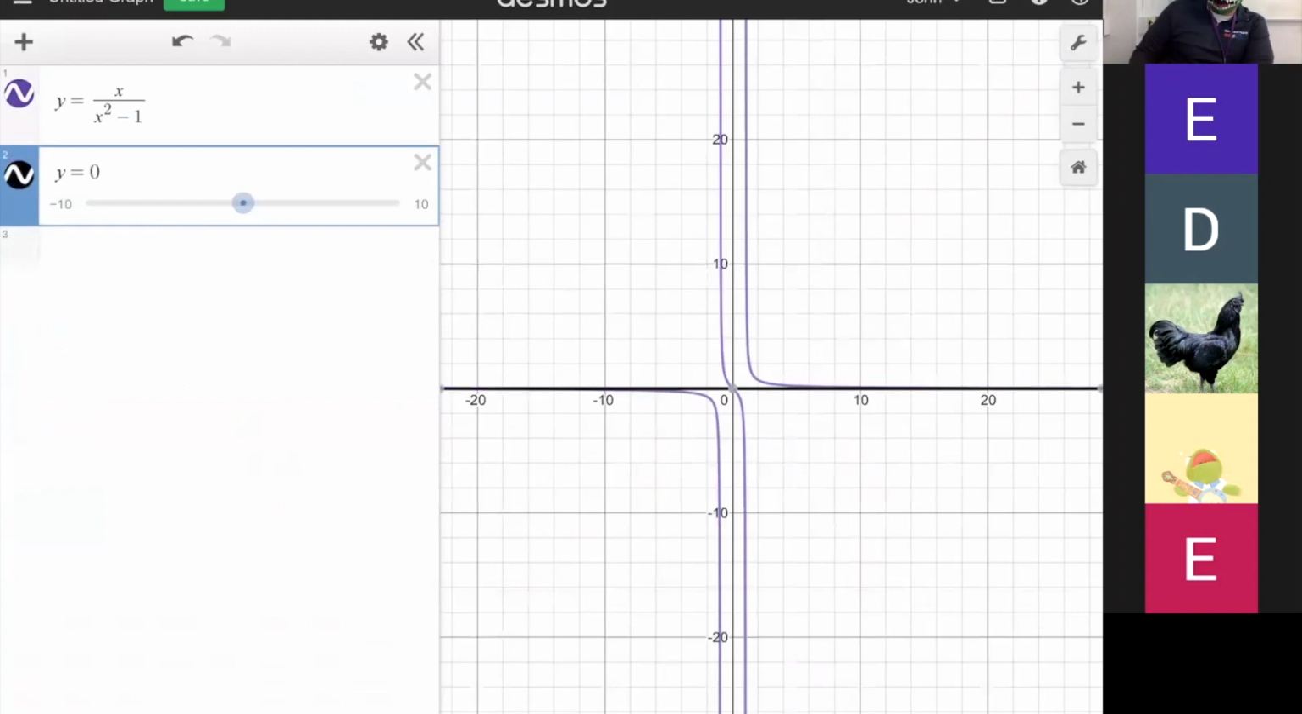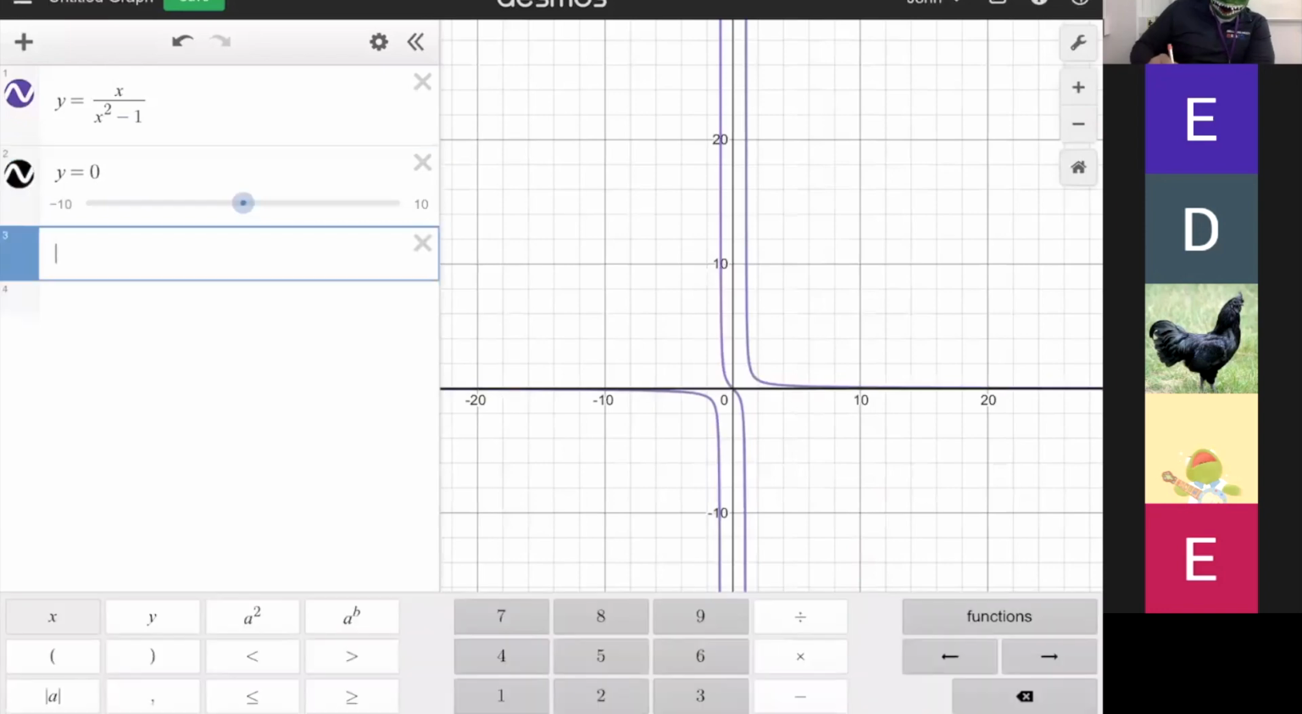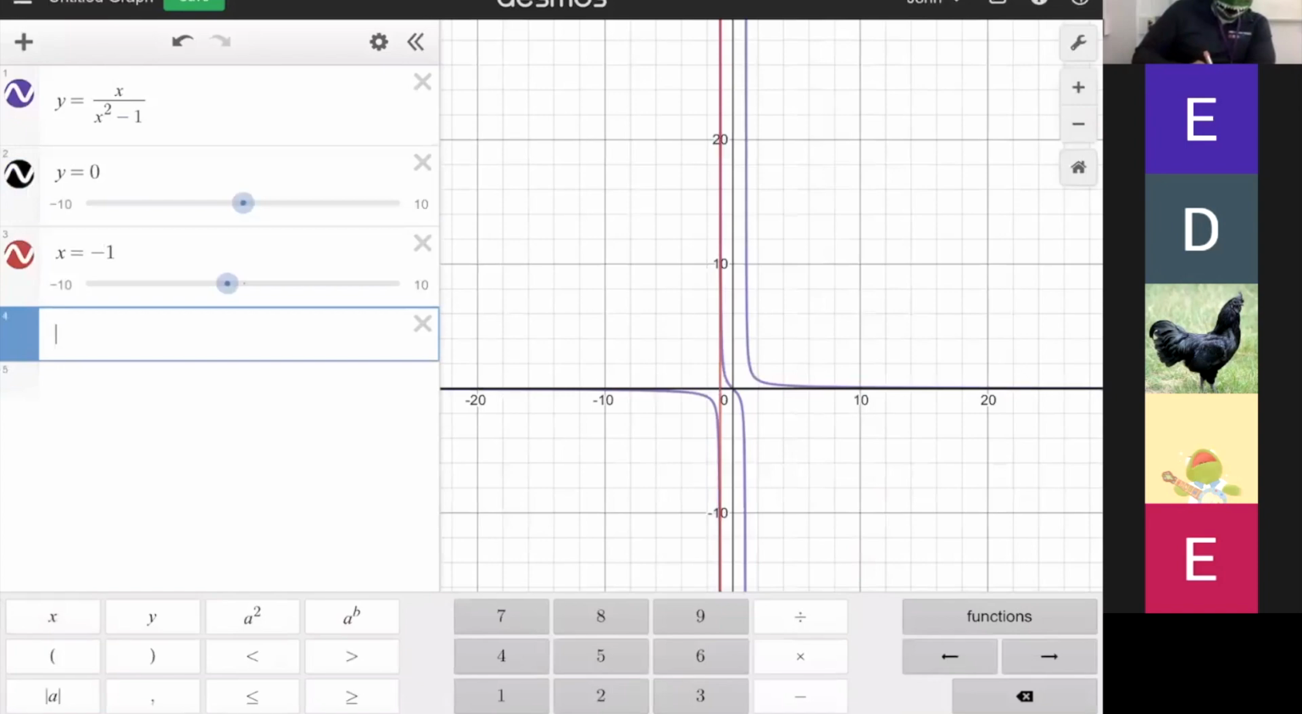That's the horizontal asymptote. Now the vertical asymptotes are what make the denominator equal to 0, but in this case, -1 and +1. And that's why you have 2 vertical asymptotes at x equals -1 and x equals +1. But today's focus is mostly on horizontal asymptotes because vertical asymptotes are easier to find.